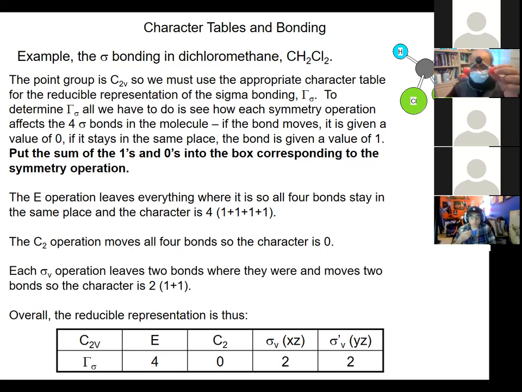And what will be the value for C2? That's my finger, right? That's your C2, because when you rotate this molecule by 180, it comes back to the original shape. So when I'm rotating this, did you see any bonds staying in place? No. 2 bonds, right? Both of them moving. The C2 value will be 0.